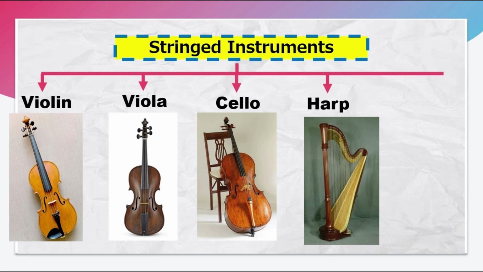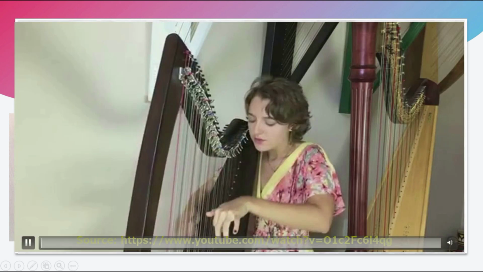Attached to the bottom of the harp are seven foot pedals, which change the pitch of each string and allow them to sound the pitches of the black keys on the piano. So let us hear the sound of a harp.